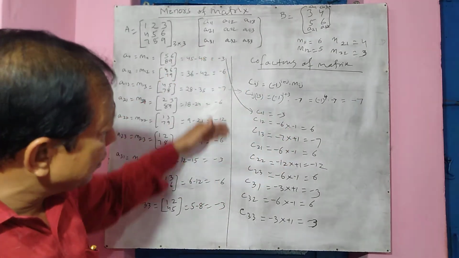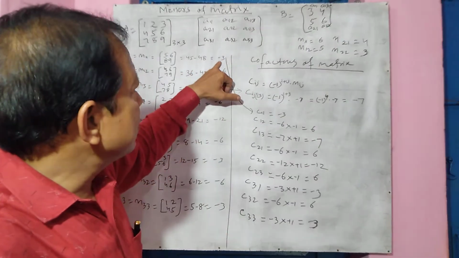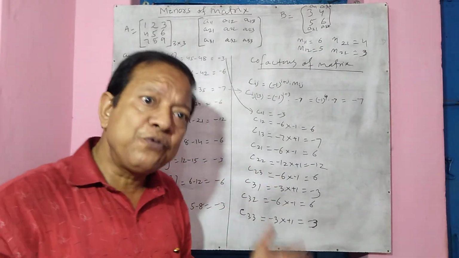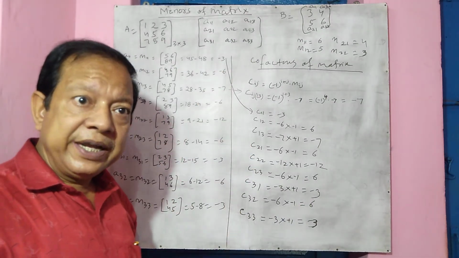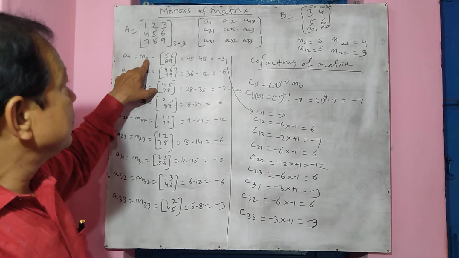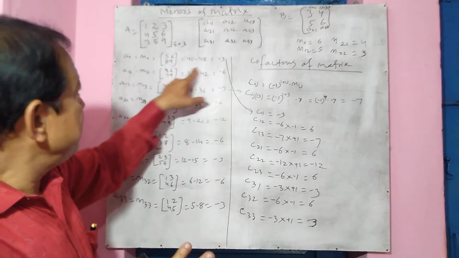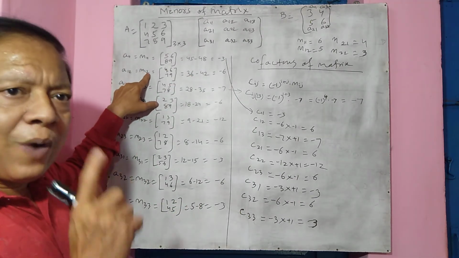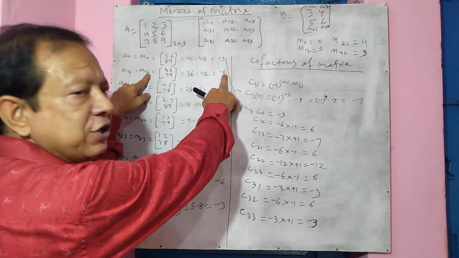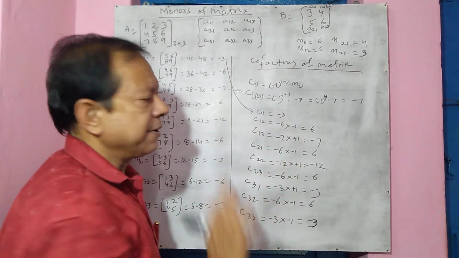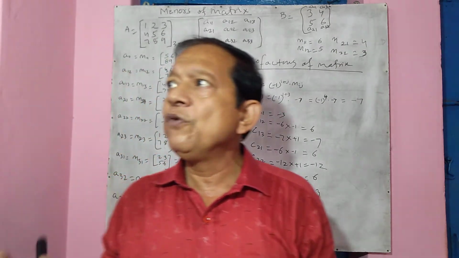Because whatever you have found out in the minors, the sign is not final. These signs, minus 3, minus 6, minus 7, minus 6, are not final, because when you find out the cofactors, these signs will change. If the position is a positive position, then it remains the same. But if it is a negative position, like M12, where 1 plus 2 is 3, 3 means minus, so you have to multiply by minus 1 here. That means it becomes 6. Then you find out the cofactors. I hope this is clear to you.